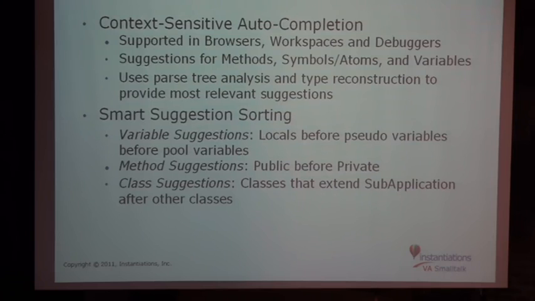So the suggestions are actually sorted based on the fact that we suggest local variables before global variables. We suggest public methods before private methods, if you're showing both. And we sort classes that extend application or sub-application at the end of the list, because they seem to be classes that you're less likely to be referencing. This, of course, is all customizable.